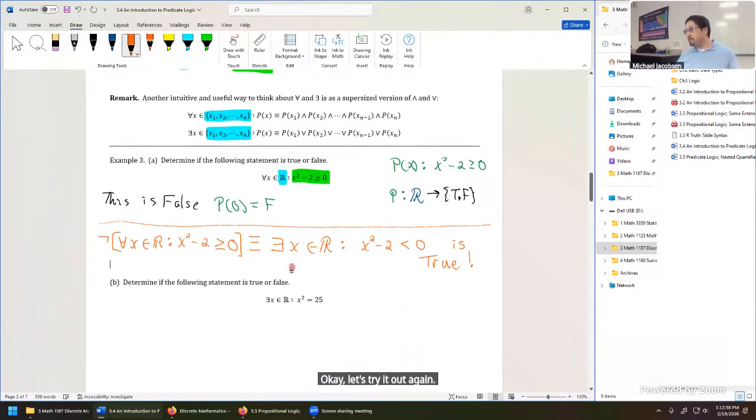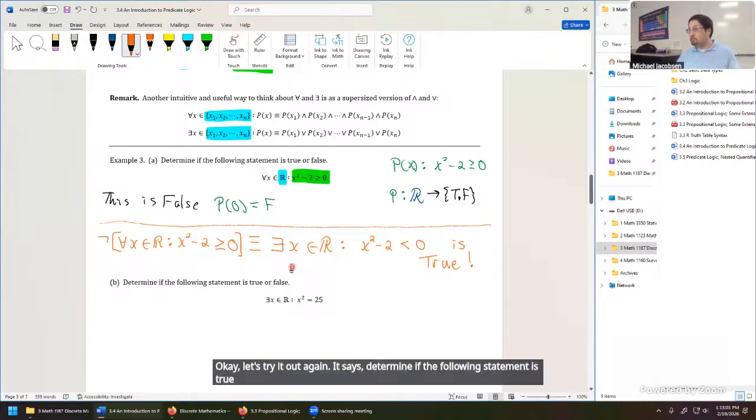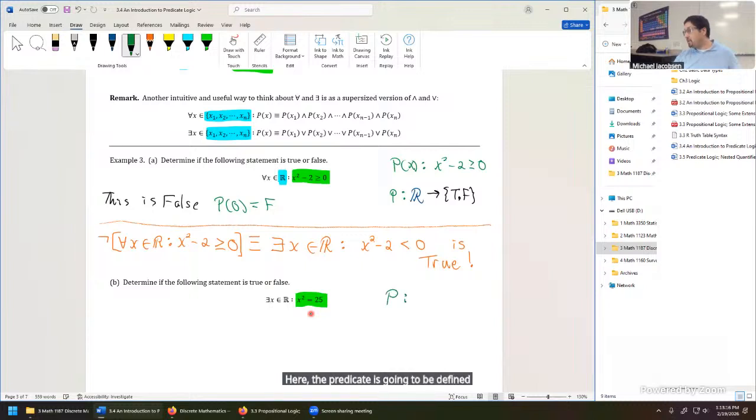It says determine if the following statement is true or false. So the answer to this, again, is going to be something like this, where our justification is to work with the Boolean valued predicate function. Here, the predicate P will output either true or false, depending on if x squared is in fact exactly 25. And this one's an existential quantifier.